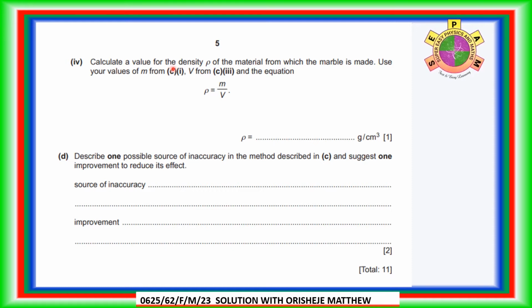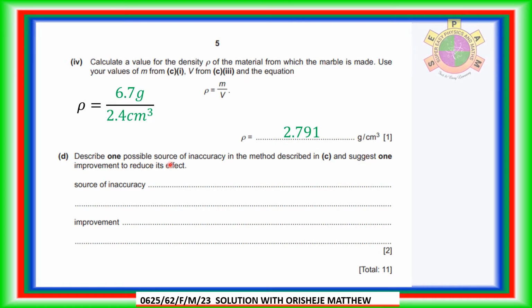Calculate the value of the density of the material of which the marble is made. Use your value of m already calculated in C1, then V from C3 above. So let's bring the values. You have the mass of the marble, which is 6.7 grams, and then the volume of one marble, 2.4 cm cube. From there you can get the density, which is 2.71, approximately 2.8 grams per cm cube.